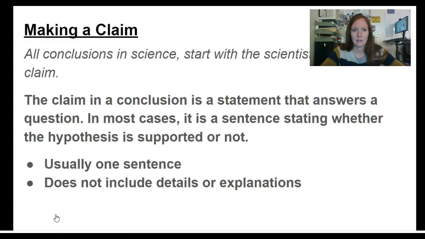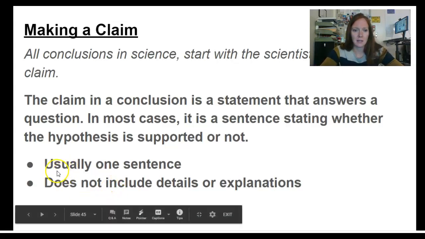So making a claim. When we draw our conclusions in science, we need to make a claim as to whether our hypothesis was supported or not. So if I claim my hypothesis is supported, that is one conclusion. If I claim my hypothesis is not supported, that's another. In general, it answers the question. So if I created a hypothesis that made a statement and I said that that was supported, that answers my question one way. If I said it was not supported, it answers it another way.